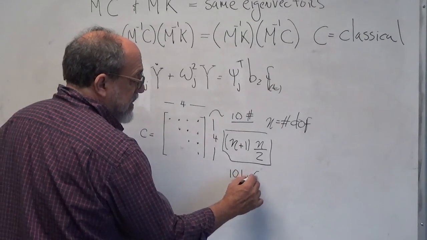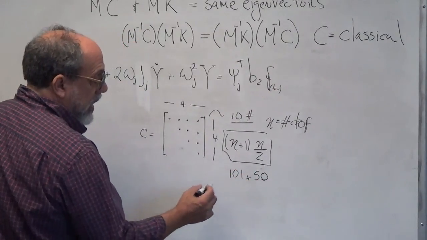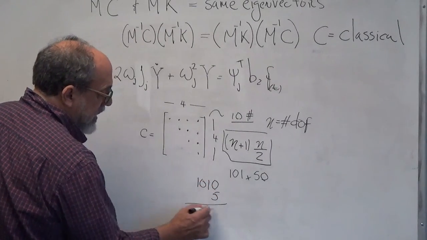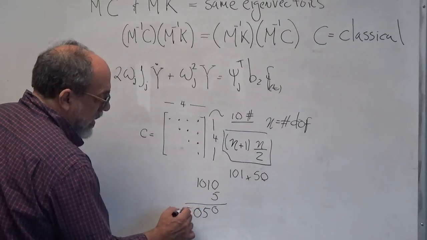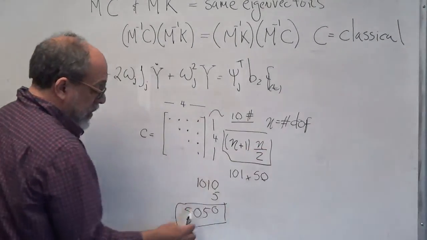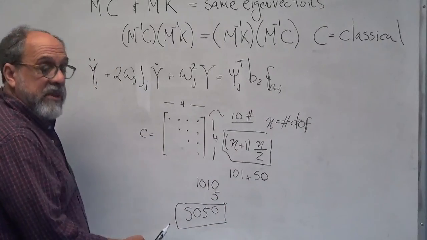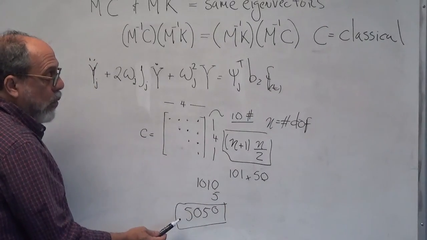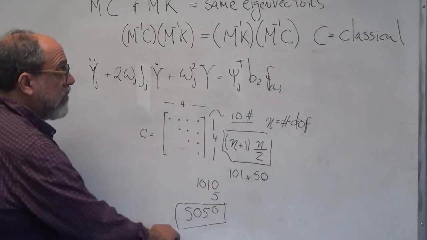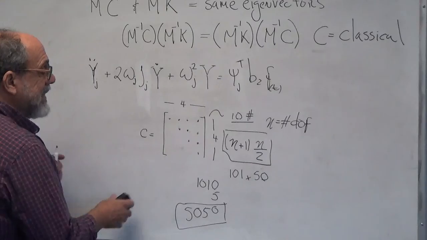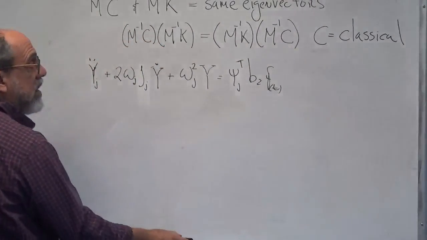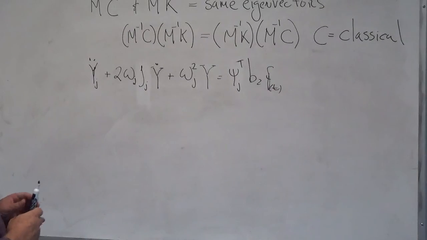101 times 50, right? So now we're talking about 1010 times 5, so that's 5050. So to specify every entry in the damping matrix in a 100 degree of freedom system, we need 5050 numbers, right? While if we specify the damping ratios, it is only 100. So it's obvious that the classical damping model is very parsimonious. It can be specified with only a few numbers.